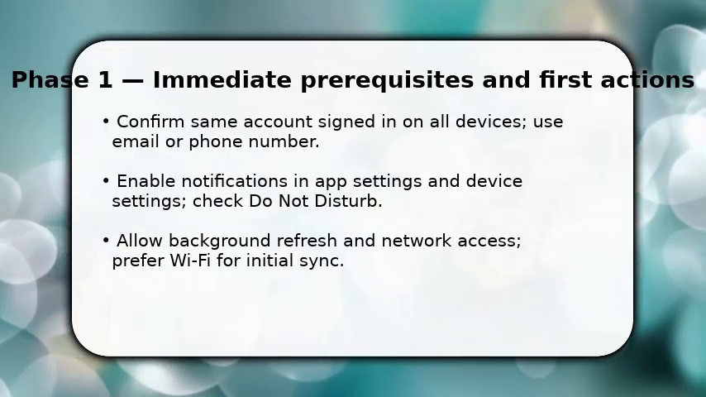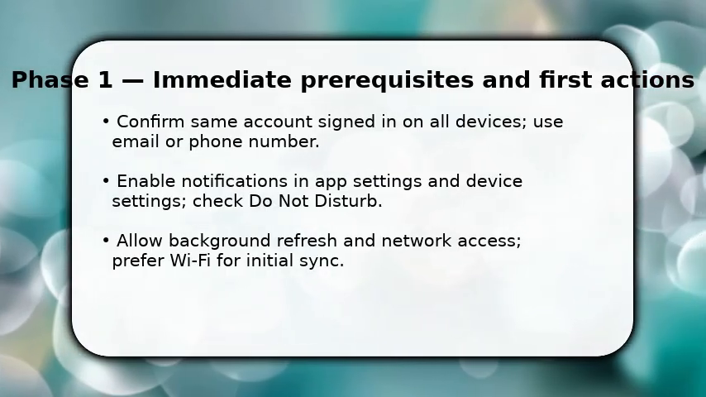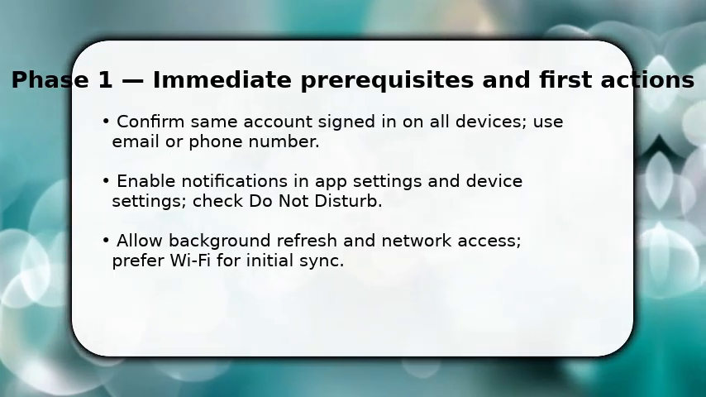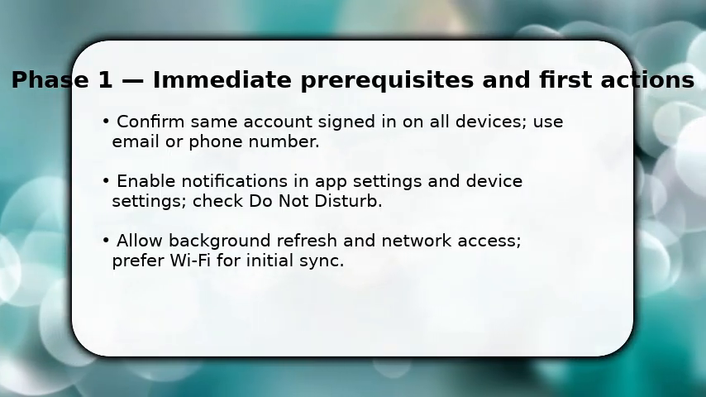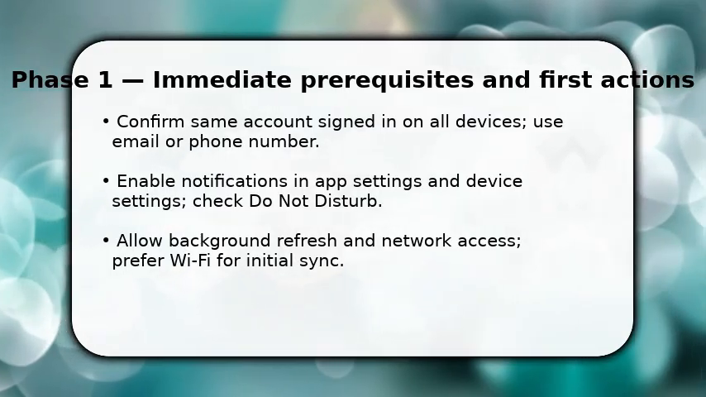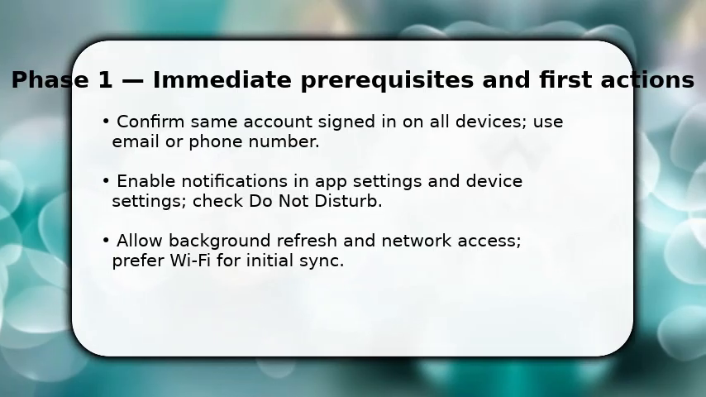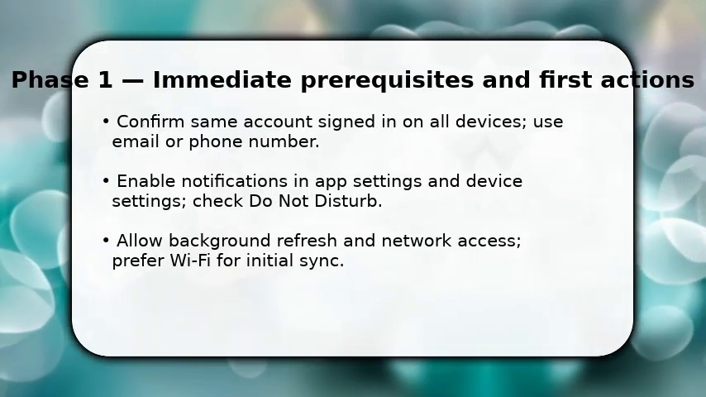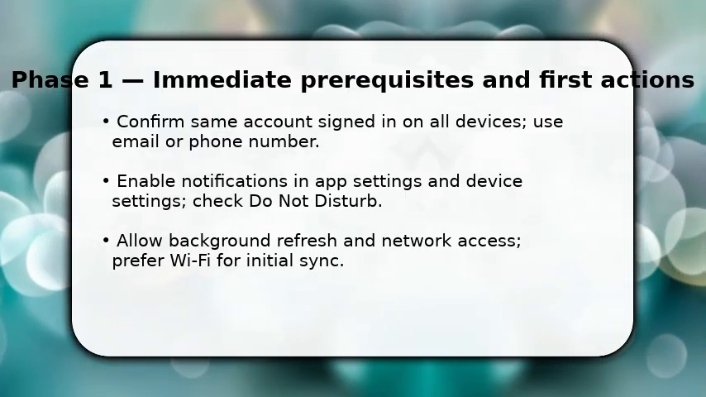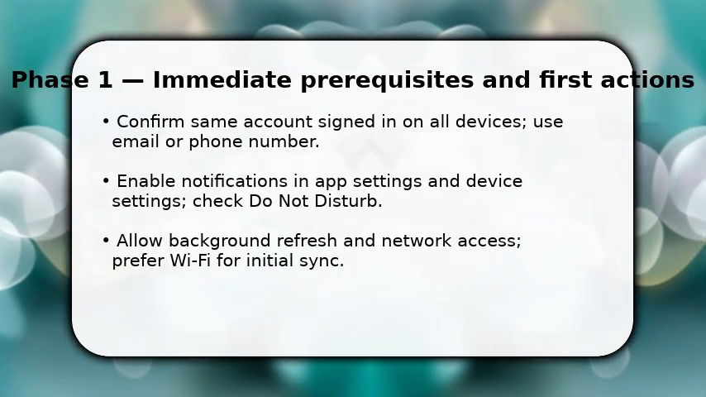You begin by confirming the same account is active on each device, then open the app to start syncing. Once done, grant notification permission and enable background refresh so the app can deliver alerts immediately. Make sure Do Not Disturb is off or exceptions are allowed, because blocked alerts won't appear. Finally, connect to Wi-Fi for the first sync to avoid delays. This sets the baseline state across devices and prevents partial or duplicated notifications later.